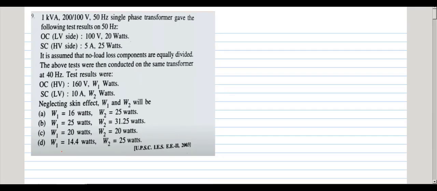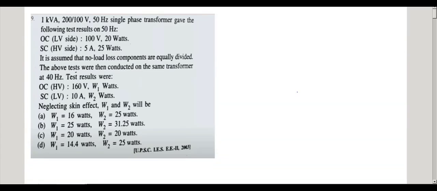If you see here, first one, he has given a single phase transformer. This is an IES question. A 1 kVA, 200 by 100 volts, 50 hertz single phase transformer. Following results: open circuit test, 100 volts, 20 watts. Short circuit test, 5 amperes, 25 watts.